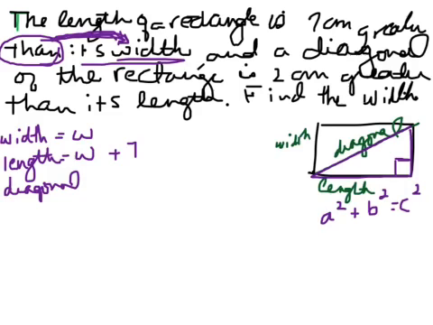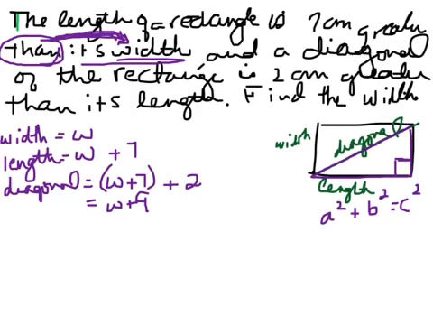So now it says the diagonal is 2 centimeters greater than its length. For the diagonal, I could call it D for diagonal, but oh my goodness, I'd have so many variables running around. They say it's 2 centimeters greater than the length. So I'm going to add 2 to the length. Well, the length was W plus 7. Well, that would make W plus 9, wouldn't it?